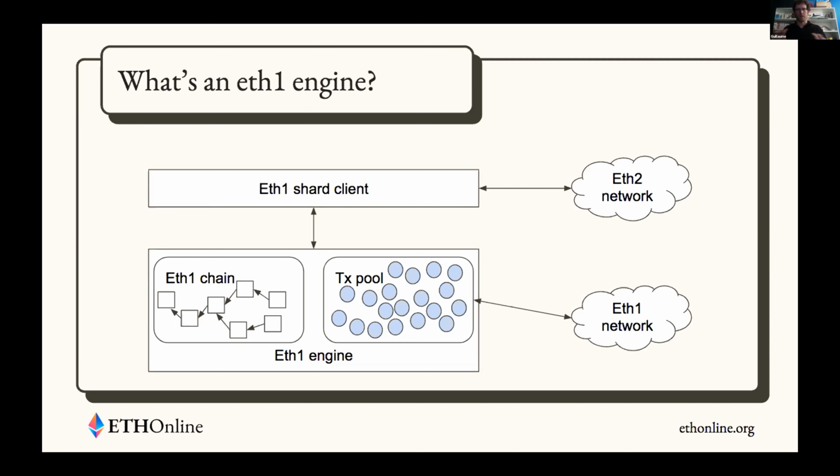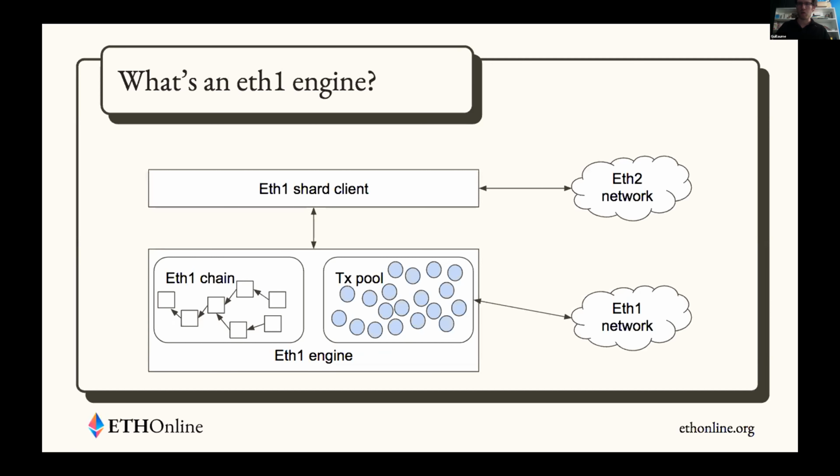What it does is it keeps a local view of the chain, and it also keeps the transaction pool. The Eth1 shard client, which is actually an Eth2 component, is connected to the Eth2 network and communicates with the Eth1 engine via RPC. There's still, at the moment, at least in Catalyst, a connection to the Eth1 network, which is used to update the transaction pool. So the transactions still come from the old network.